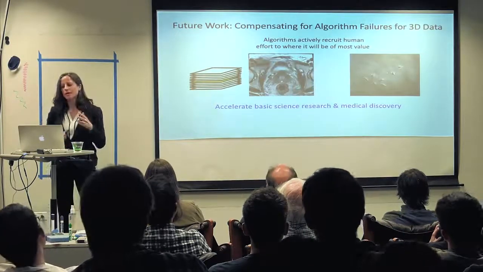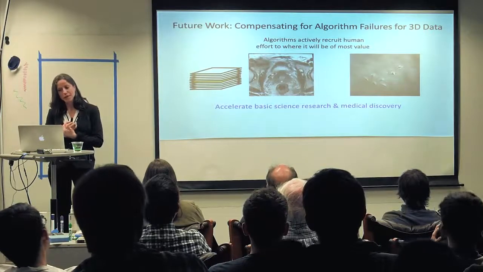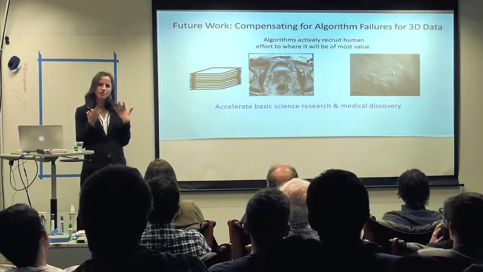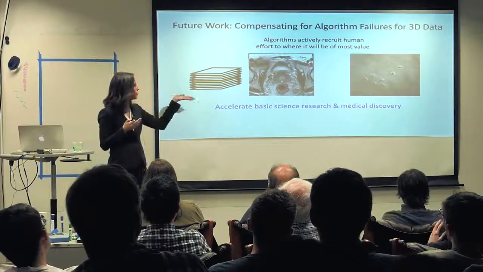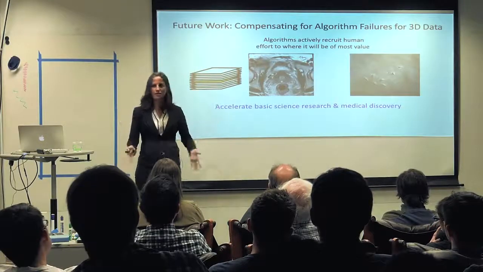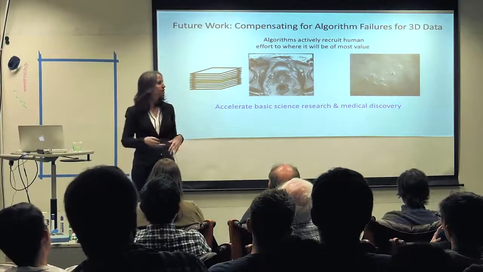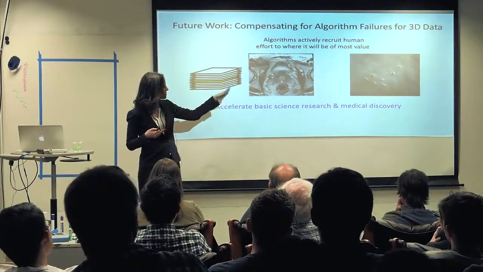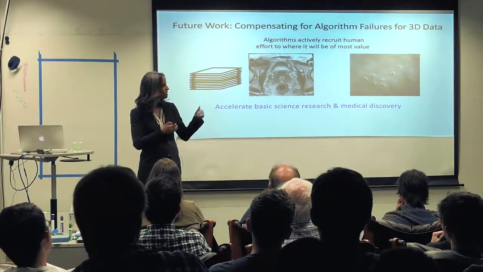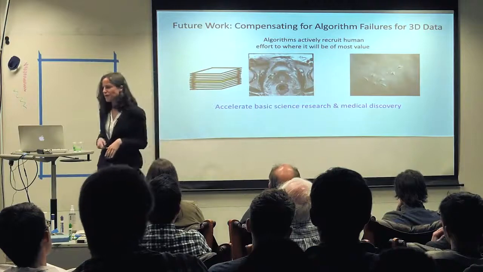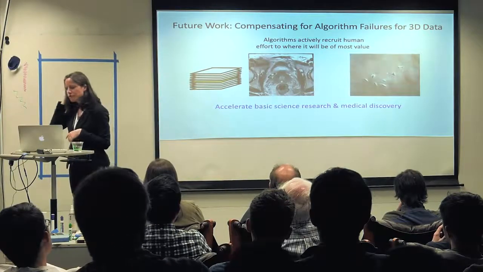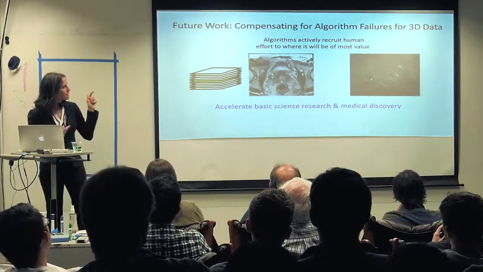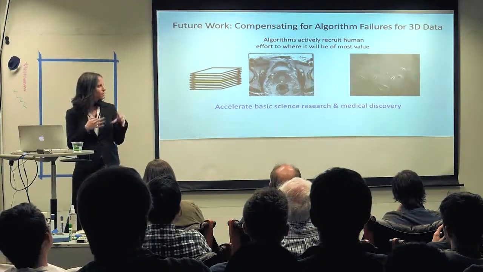Another future work is compensating for algorithm failures for 3D data. So, 2 examples of thinking about 3D data. One is you have an image from a stack; lots of medical data looks like this. And so you might want to segment out regions, or find matching spots. The other is following objects in video data over time, such as these cells, being able to locate where they are, their shapes, all that metadata.